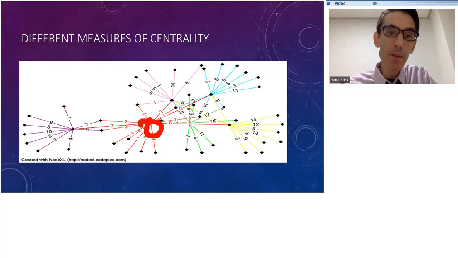It might be someone like this over here, and they don't have that many aggregate connections. But look at the space that they occupy. They're bridging all these different groups together. They lie, in other words, on that shortest path between different parts of the graph.